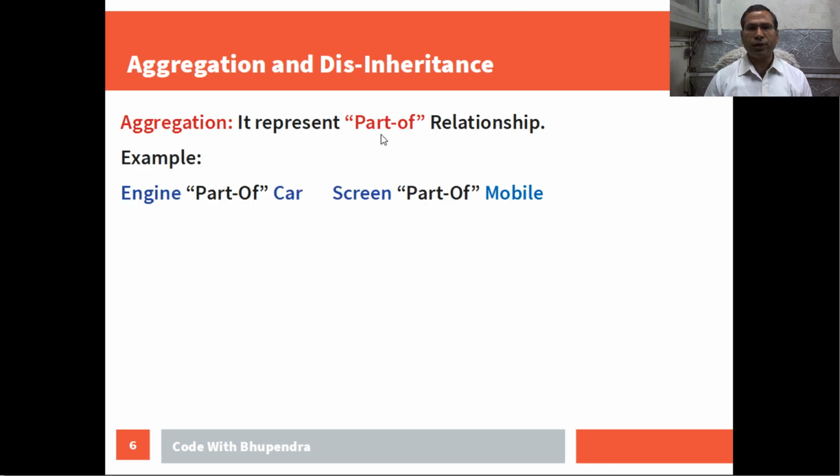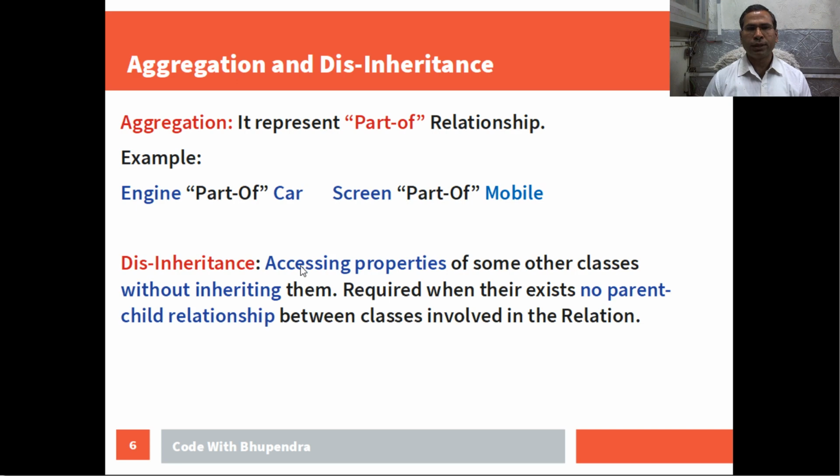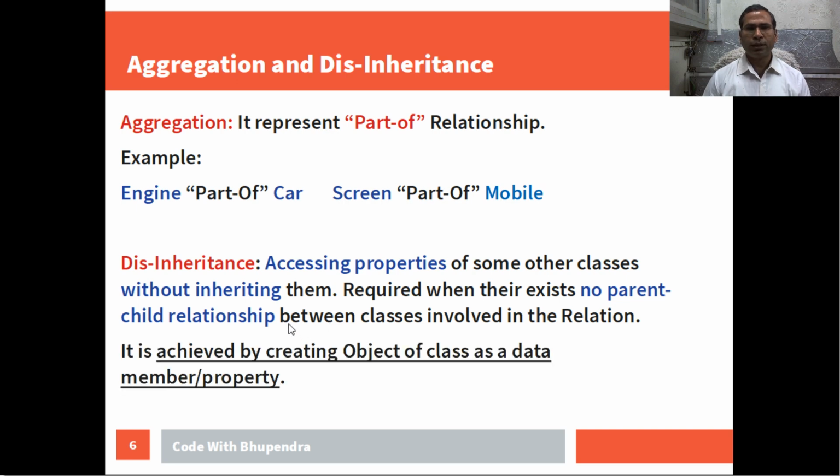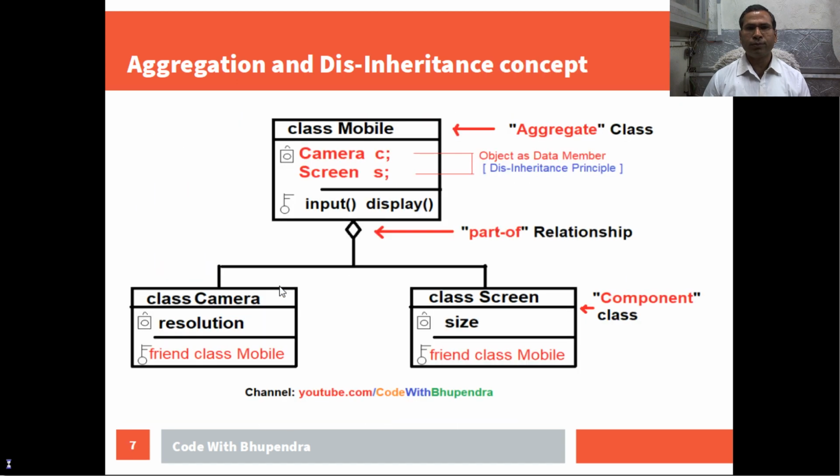Aggregation represents a part-of relationship, like an engine is a part of a car, a screen is part of a mobile. Disinheritance is accessing properties of some other class without performing inheritance. This is required when no parent-child relationship exists between two or more classes. To achieve it, we have to create an object of a class as a data member, like we can access battery power status using our mobile phone.